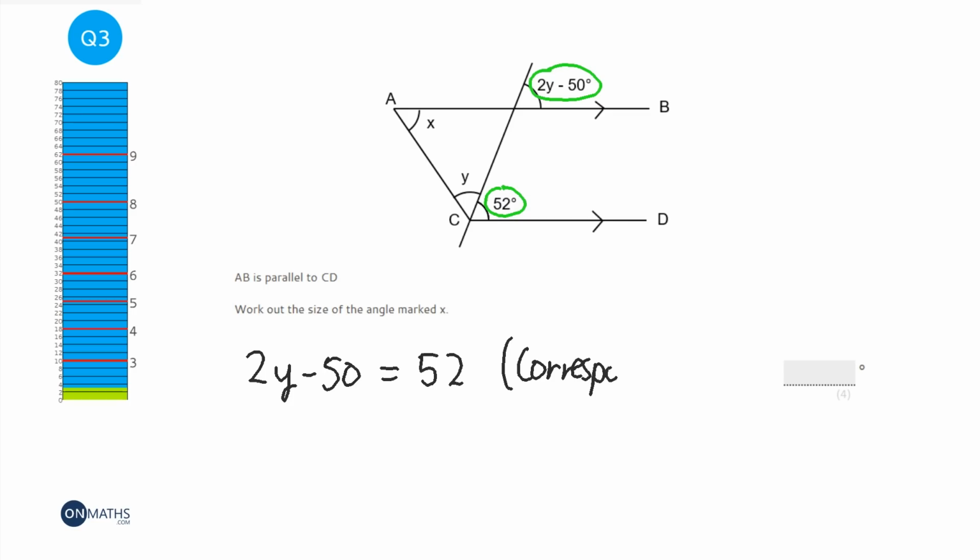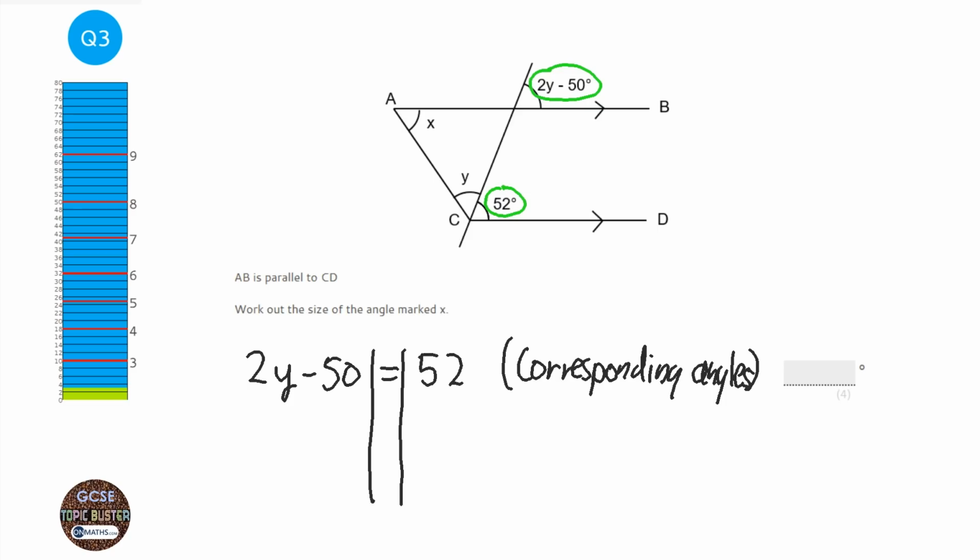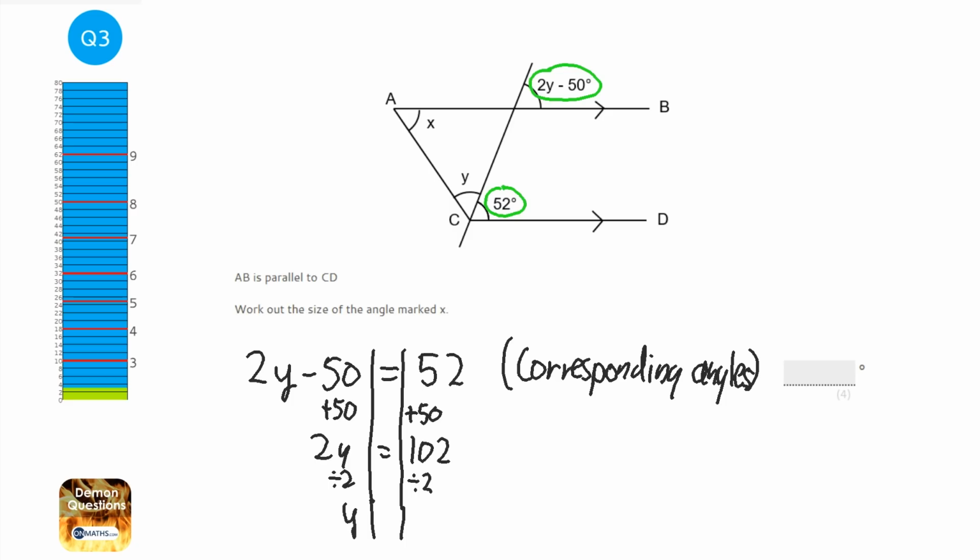The reason I know that is that they are corresponding angles. Now, some of you might know that as F angles, but make sure you write the word corresponding because they won't accept any other word. So I can solve this by first of all adding 50 to both sides. So that's 2y equals 102, and then I'm going to halve both sides. So y equals 51.